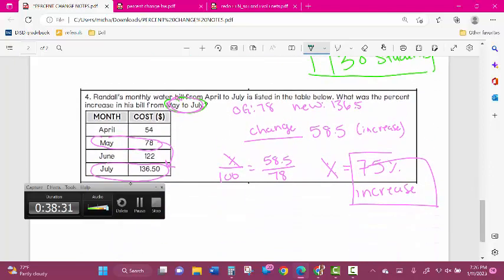And then number 4, just percent change from May to July, so I set up the proportion. And then when you solve the proportion, you'll get 75. So it was 75%. It's an increase because we went from 78 to 136. All right, and that is it for this video.